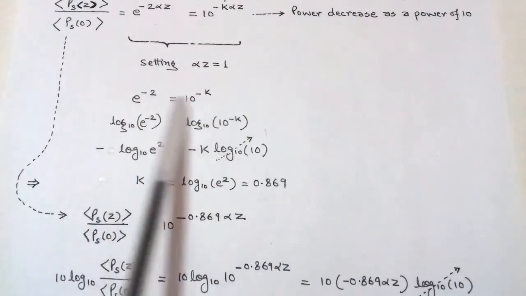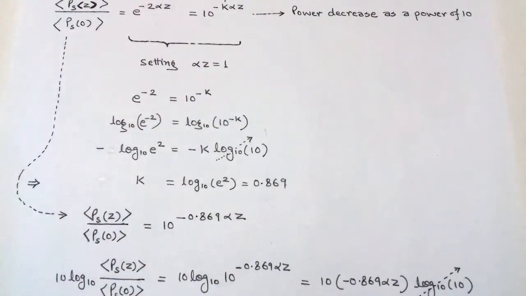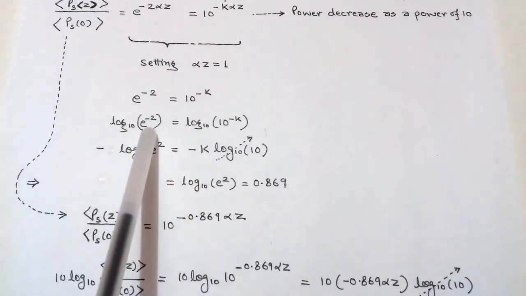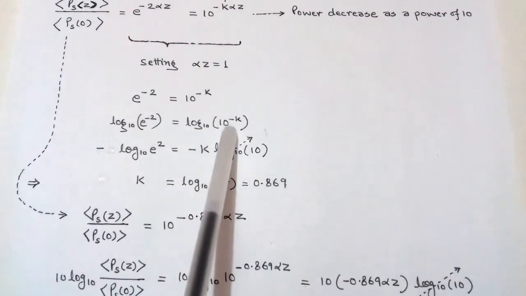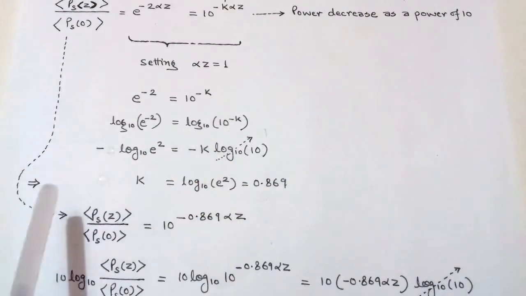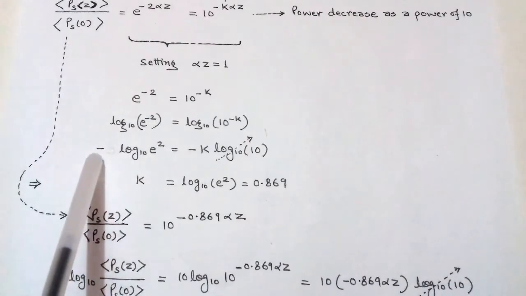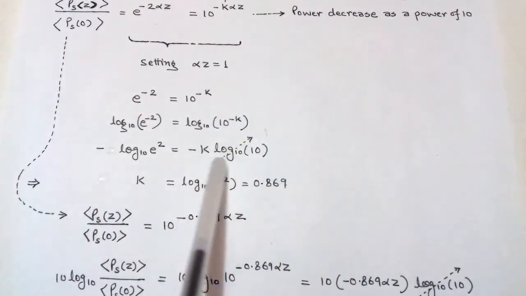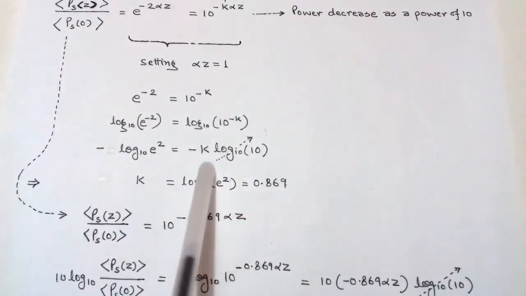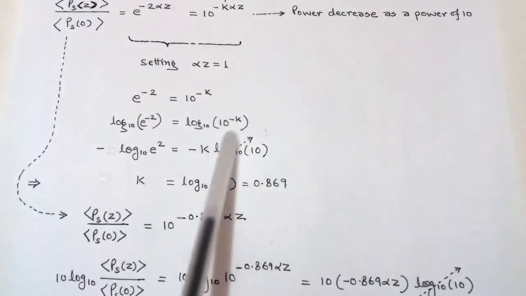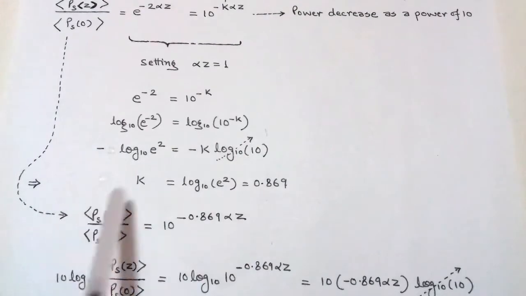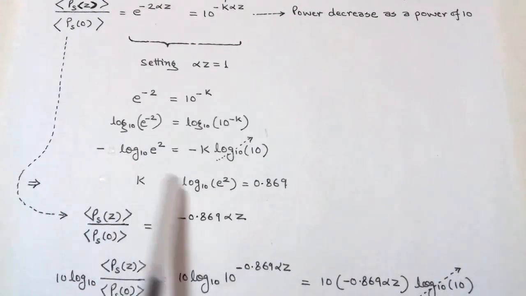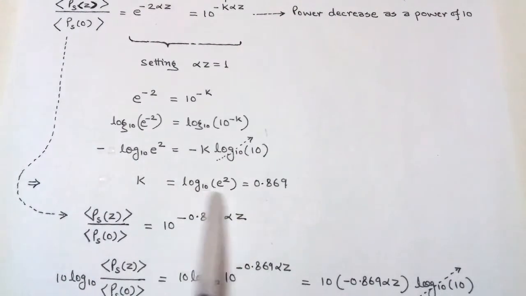And to solve this we take a log on both sides, that is log to base 10. The left side is log to base 10 of e to the power minus 2, and the right side is log to base 10 of 10 to the power minus k, and the result is, the left side is minus log e squared base 10 equals minus k log 10 base 10, and we know that log of 10 base 10 is equal to 1, and we get k equals log of e squared, and the log of e squared is 0.869.